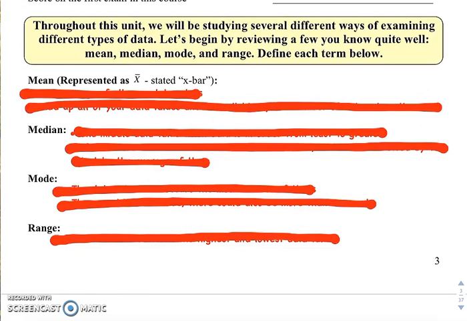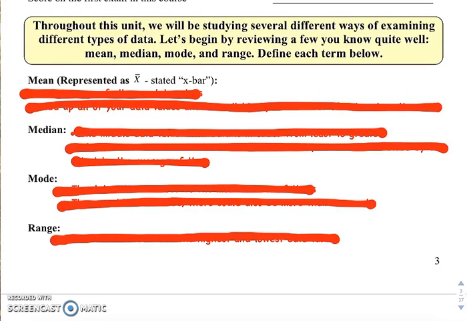Throughout this unit, we will be studying several different ways of examining different types of data. But we are going to start with the ones that you guys are more familiar with. So the first one that we're going to look at or define is the mean.